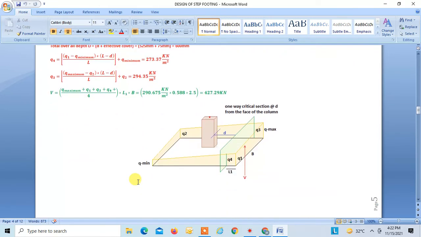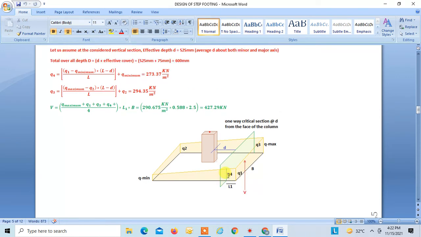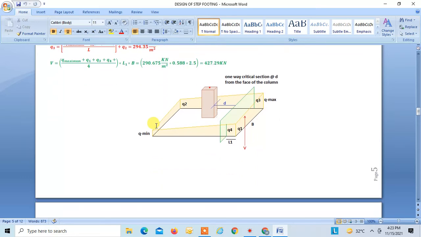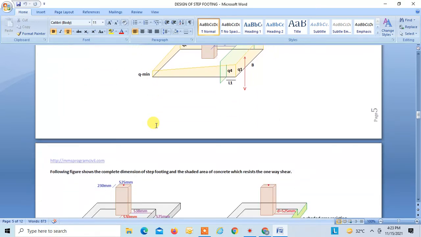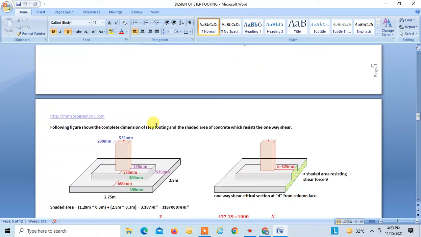Now the next step is you have to find the V. So for V, you can take the average of these four, that is Q4, Q3, Qmax, Q1 divided by 4, into L1 into B, which will give you the shear force V, which has to be resisted by this section. So that shear force V is found to be 427.29 kilonewton. Now we will have to check whether our section is safe in carrying this shear force or not. So now we are finalizing this dimension.